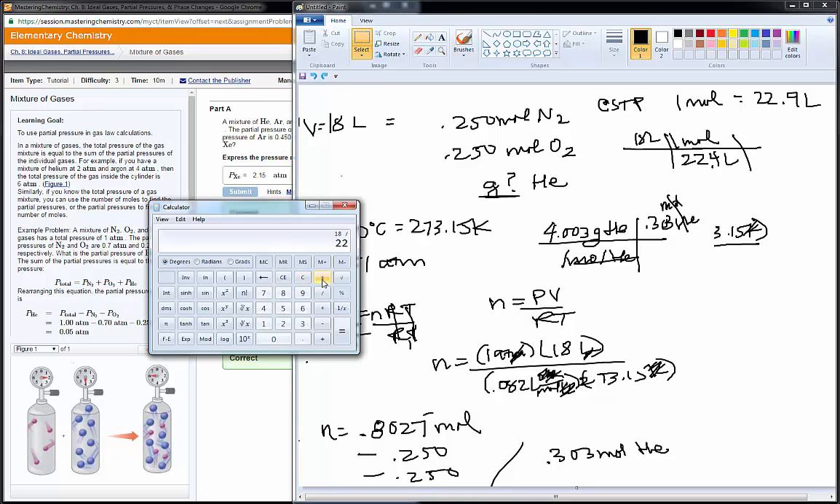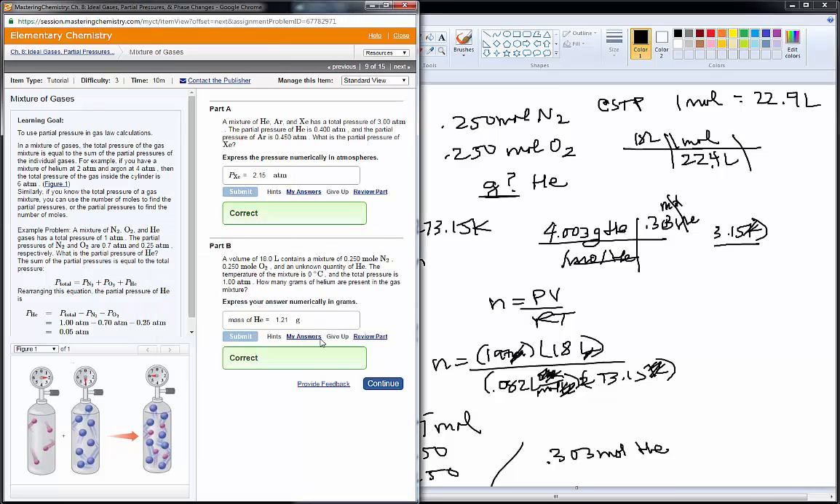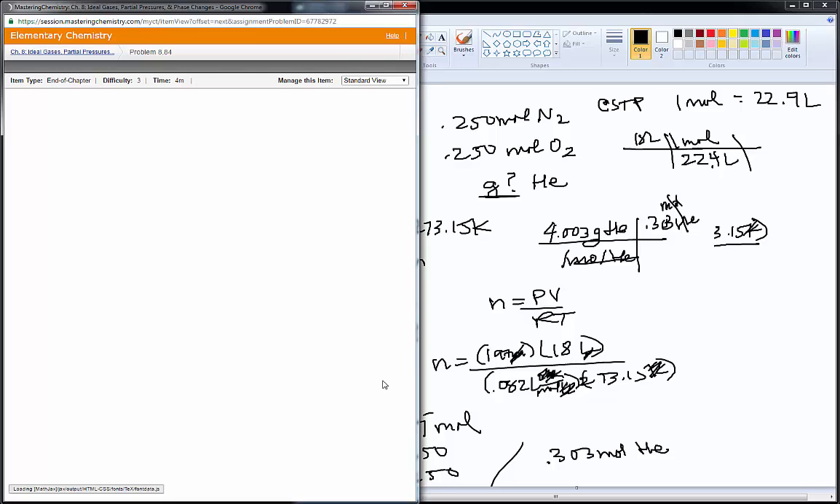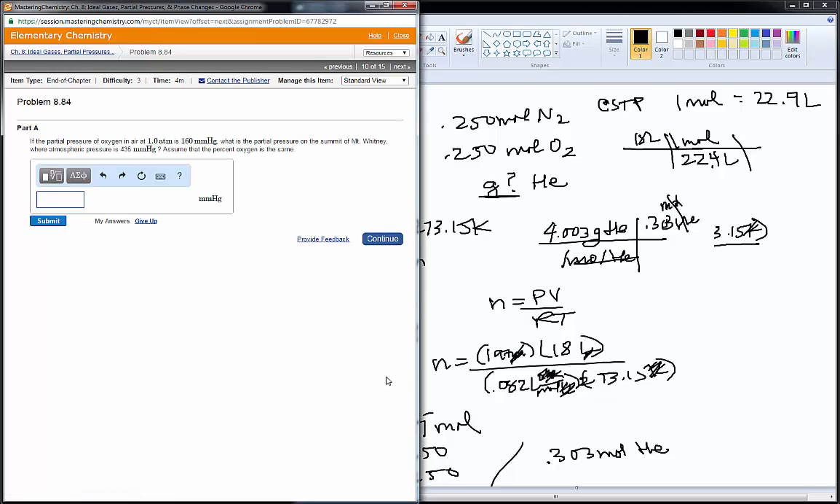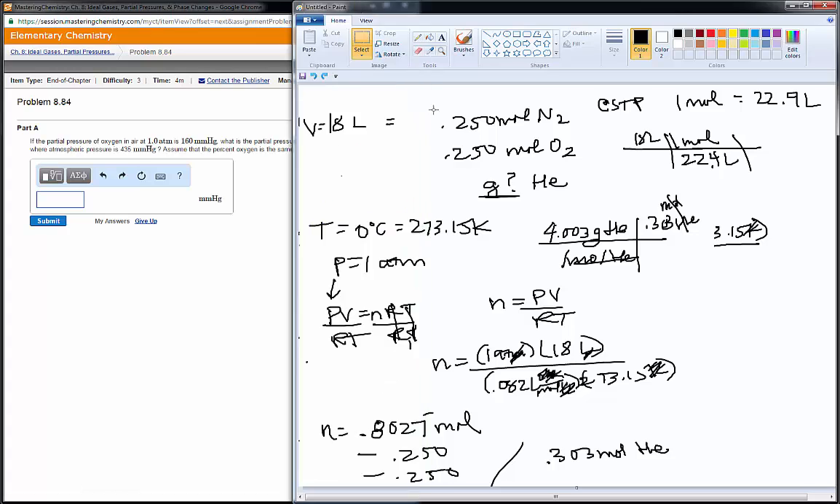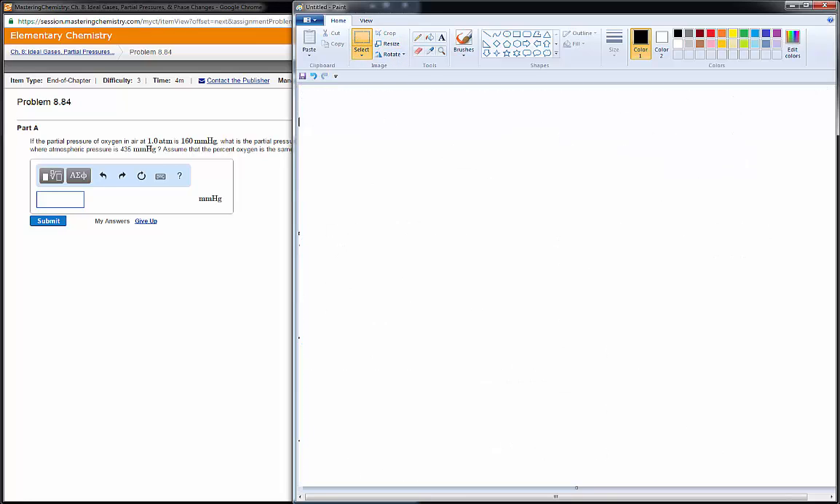So 18 divided by 22.4 gives me 0.8035 moles right here. Minus 0.25 minus 0.25 leaves me with 0.303 moles of helium, and then I could plug that in, multiplied by 4.003 grams per mole, that's 1.21 grams. So either way, get the same answer. It works really well. Okay, next question on mixtures of gases.